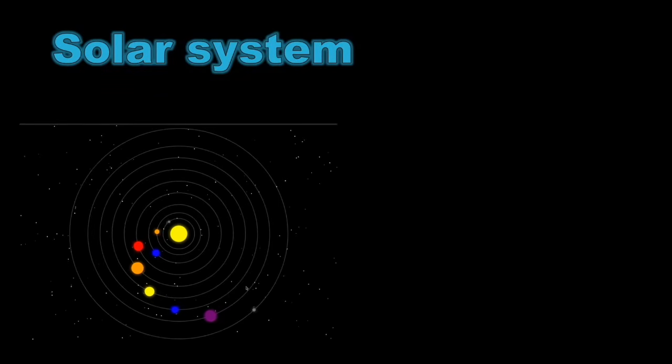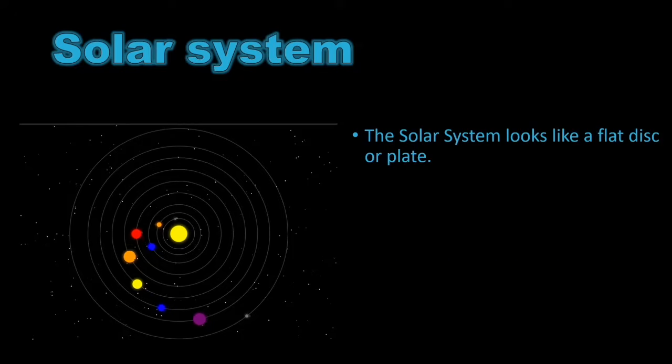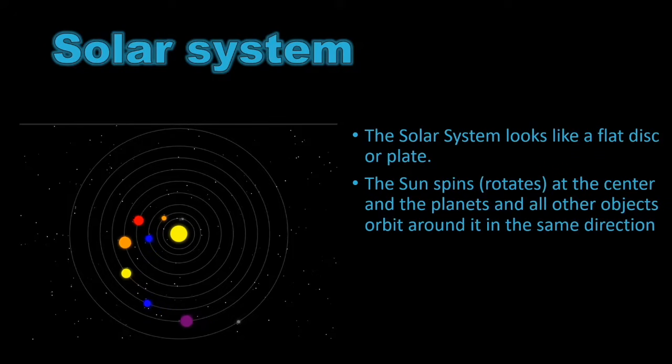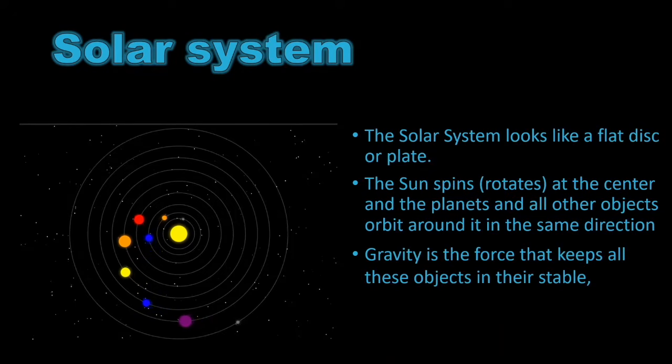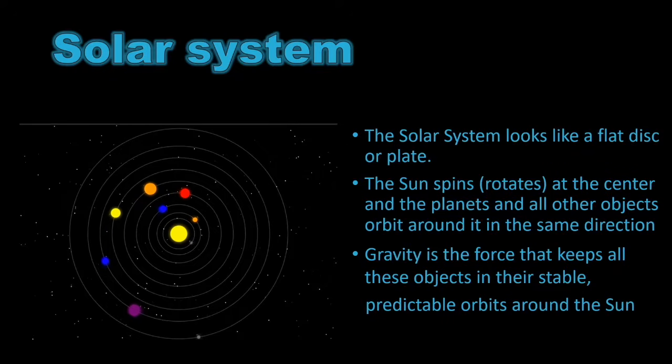So let's have a look at our solar system. The Sun is found in the center of our solar system, which has 8 planets that orbit around the Sun. Each of these planets has its own pathway which it travels around the Sun, and they all travel in the same direction. Due to gravity, these planets are kept in perfect condition on their own path around the Sun.